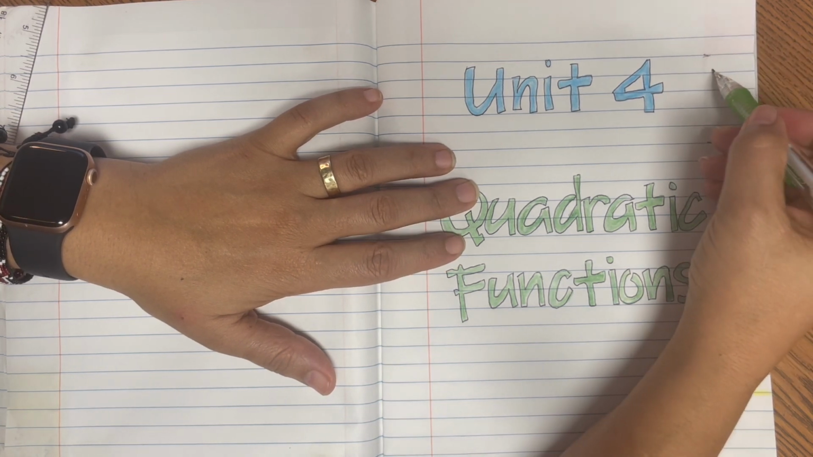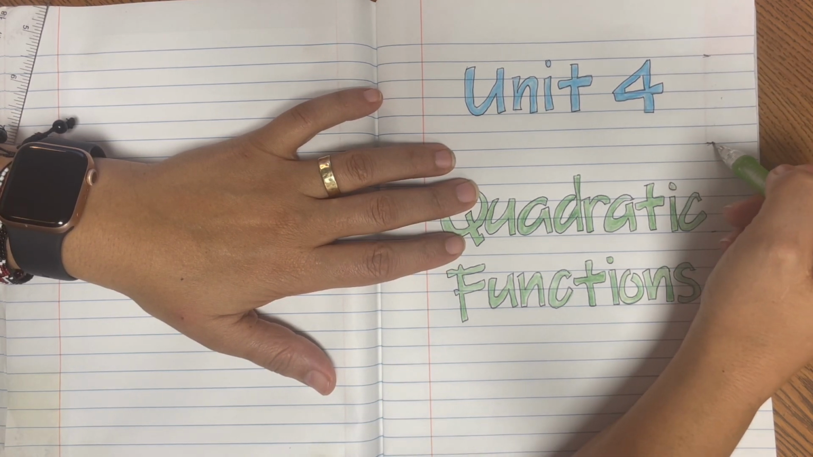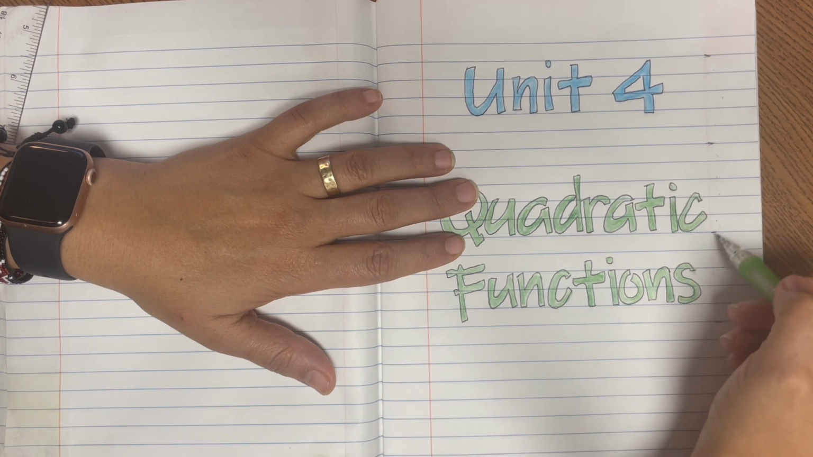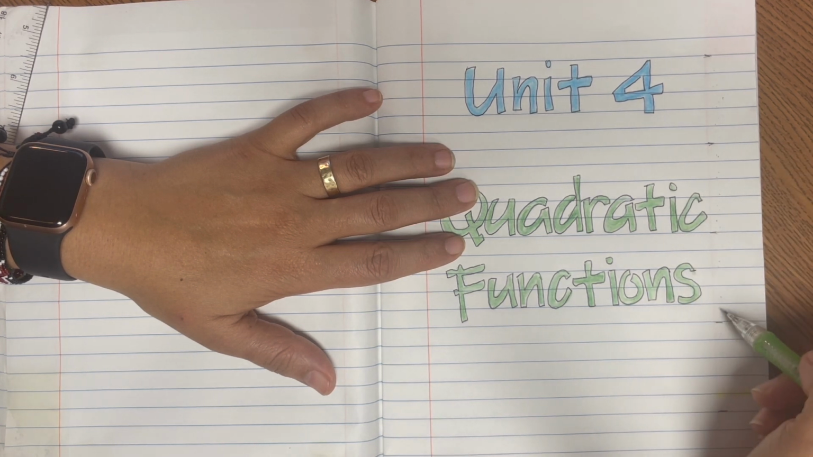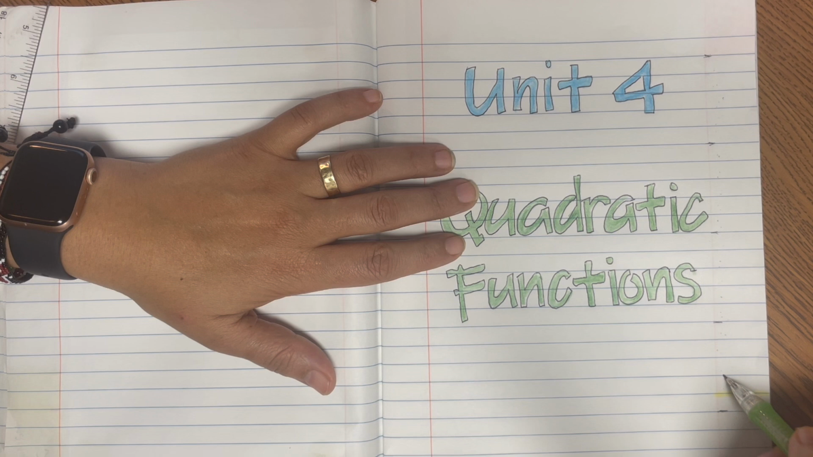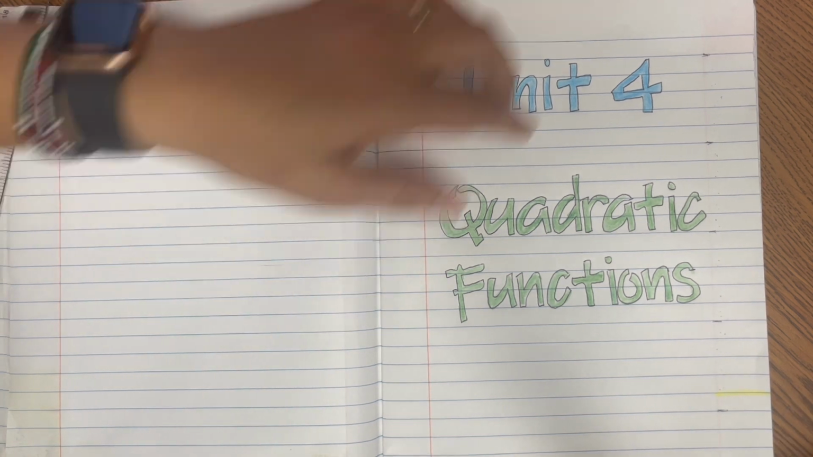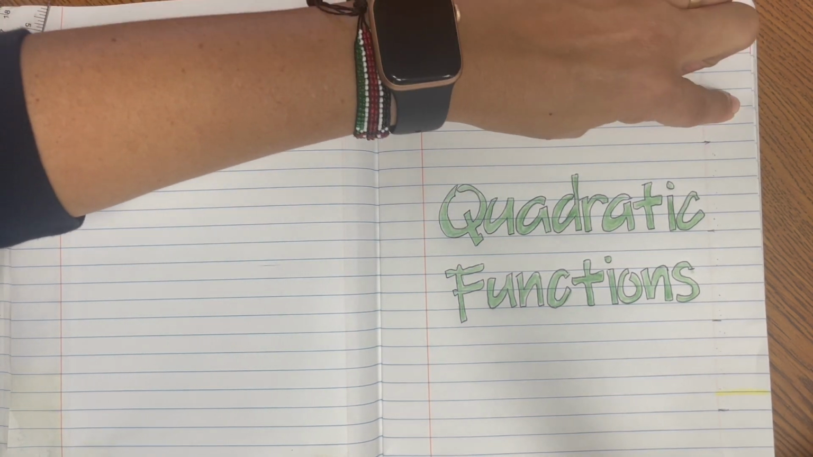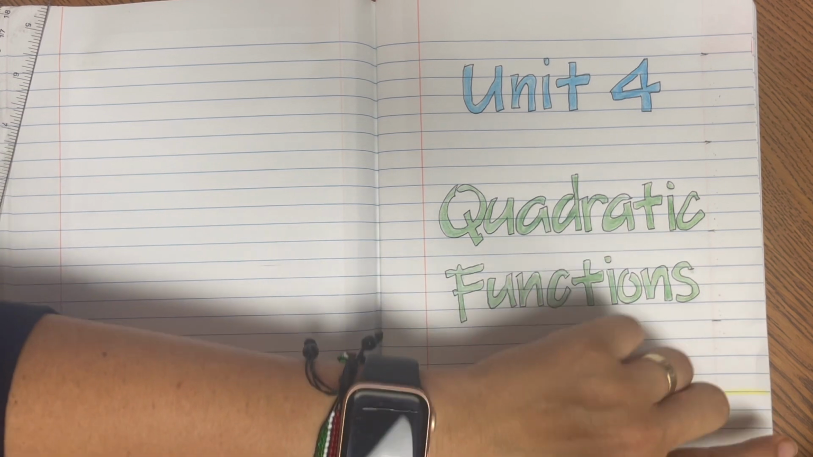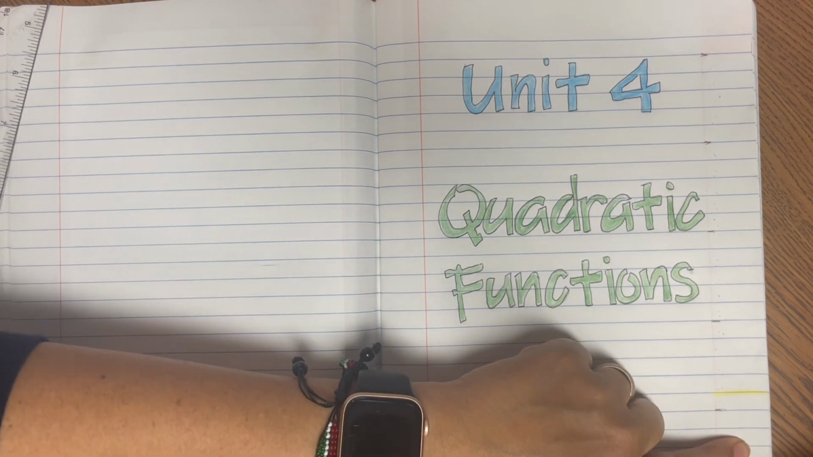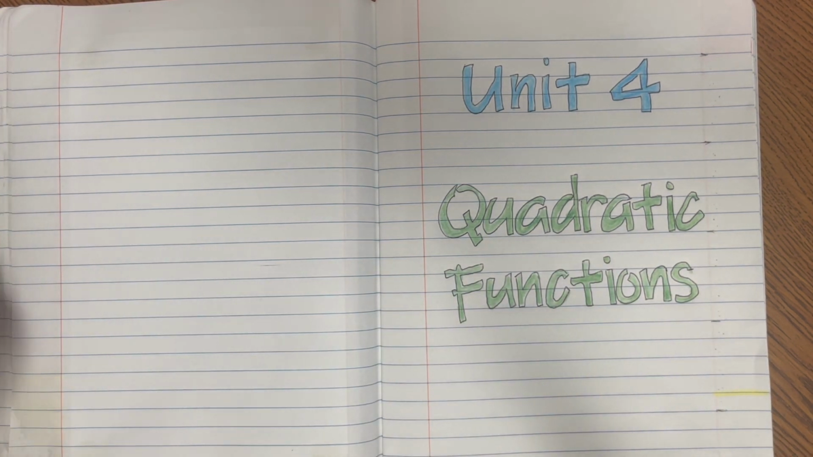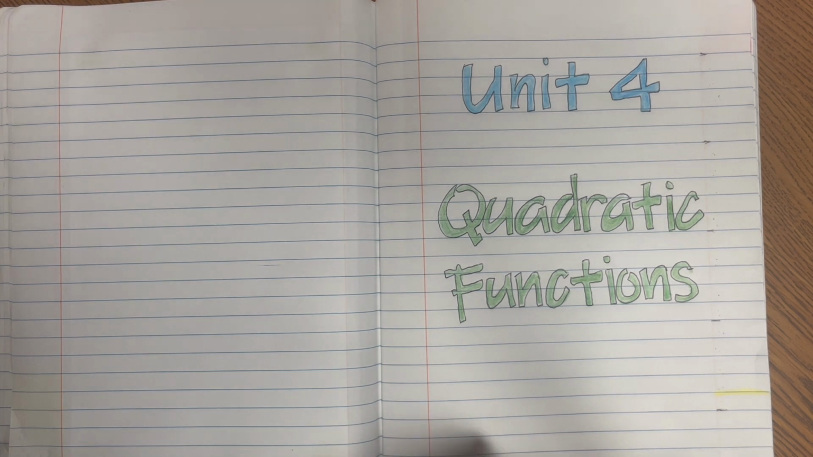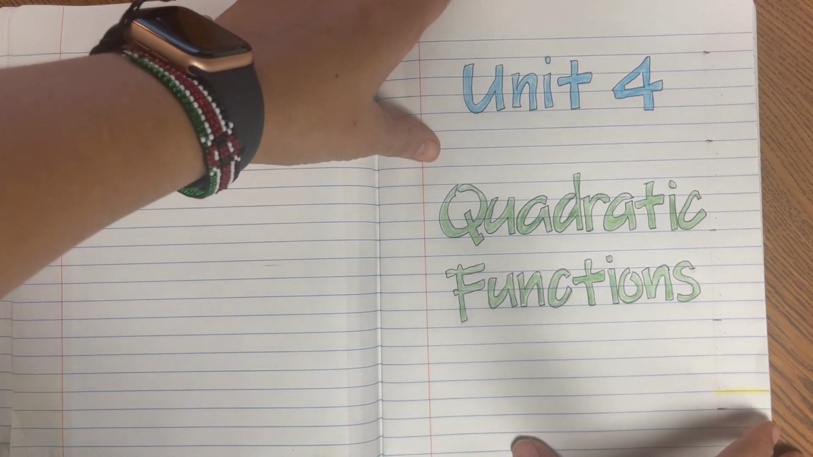Then every 5, 1, 2, 3, 4, 5, put a line. Repeat that for each group of 5. So count, you should have 6 spaces for 6 tabs. Okay, 6 spaces for 6 tabs. All right, so now what we're going to do is we're going to make those tabs.